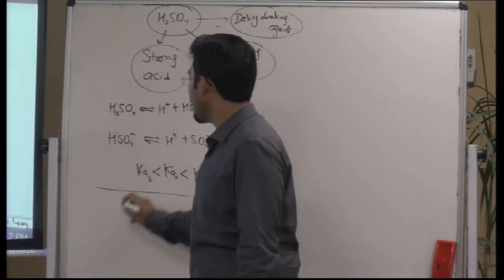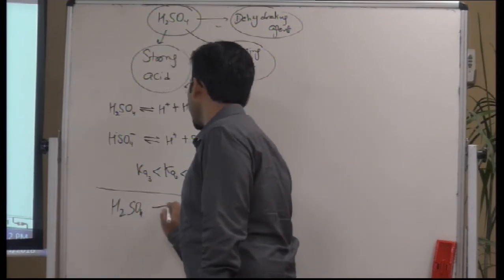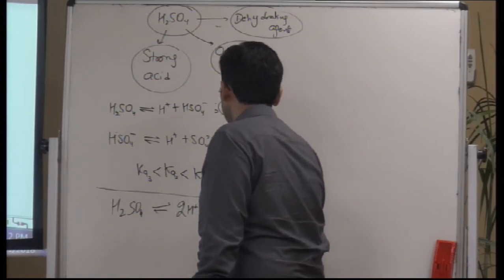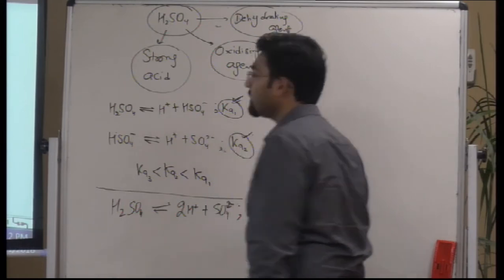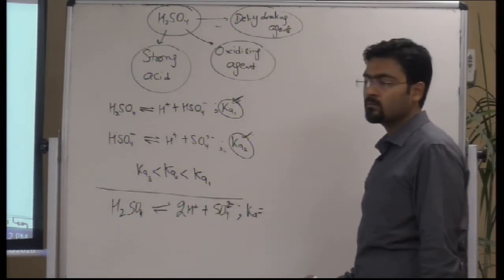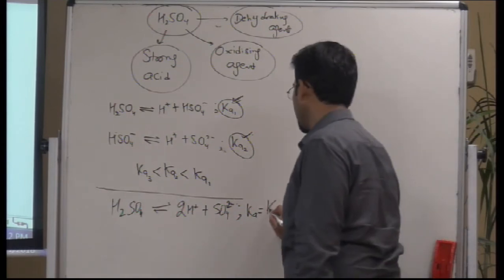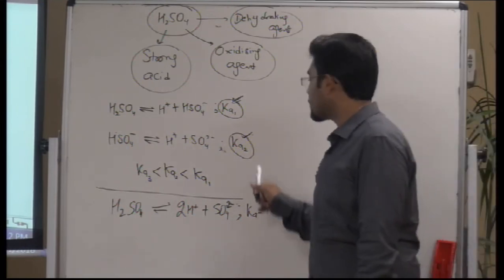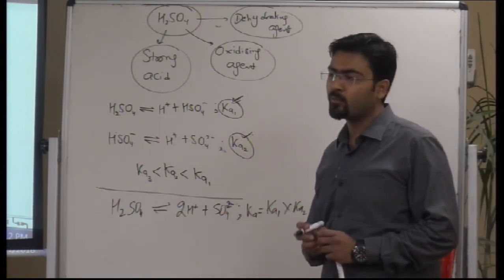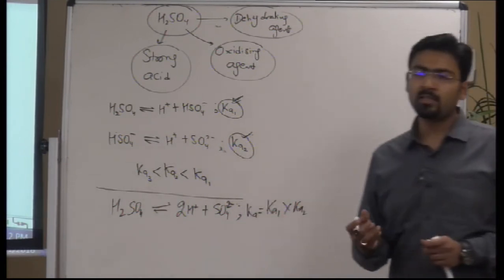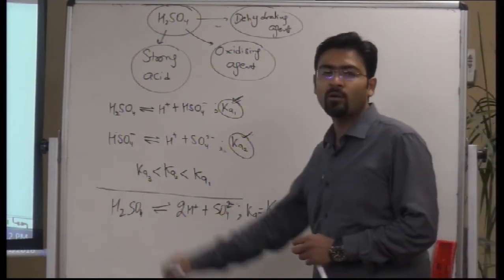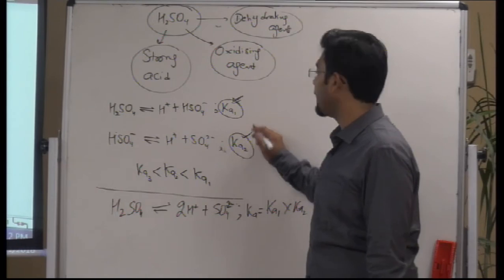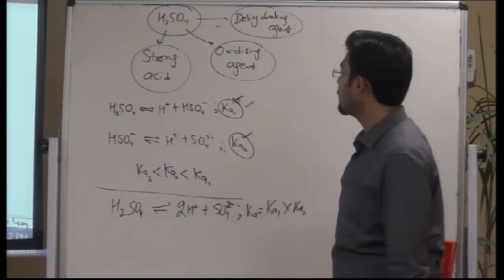So if I have to write H2SO4 giving 2H+ and SO4 2-, the overall ionization constant of the reaction will be K1 into K2. That's what really happens in the case of some polybasic acids, in which Ka3 and Ka2 are very low, smaller than 1, so it reduces the overall ionization constant of the acid. But in this case, both of them are higher, though the first is higher than the second one.